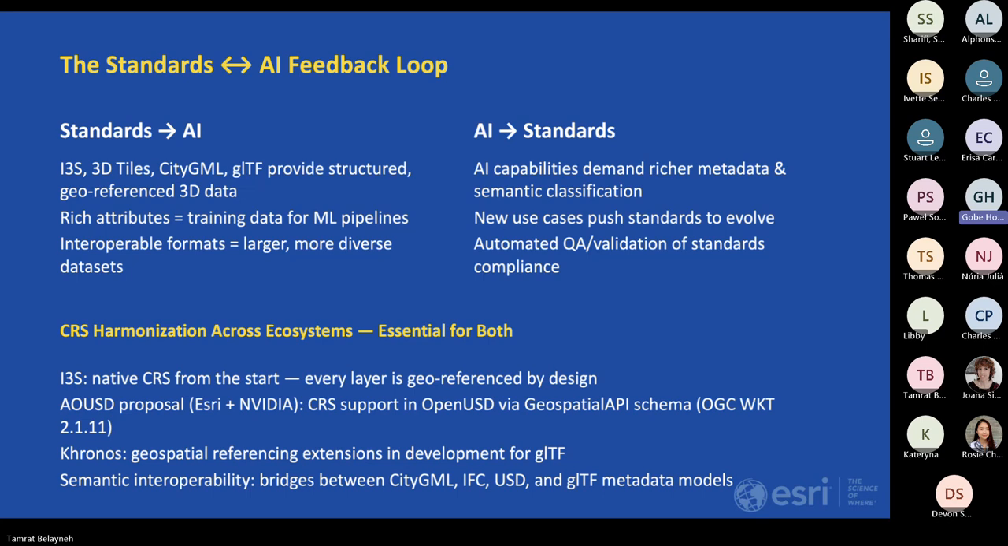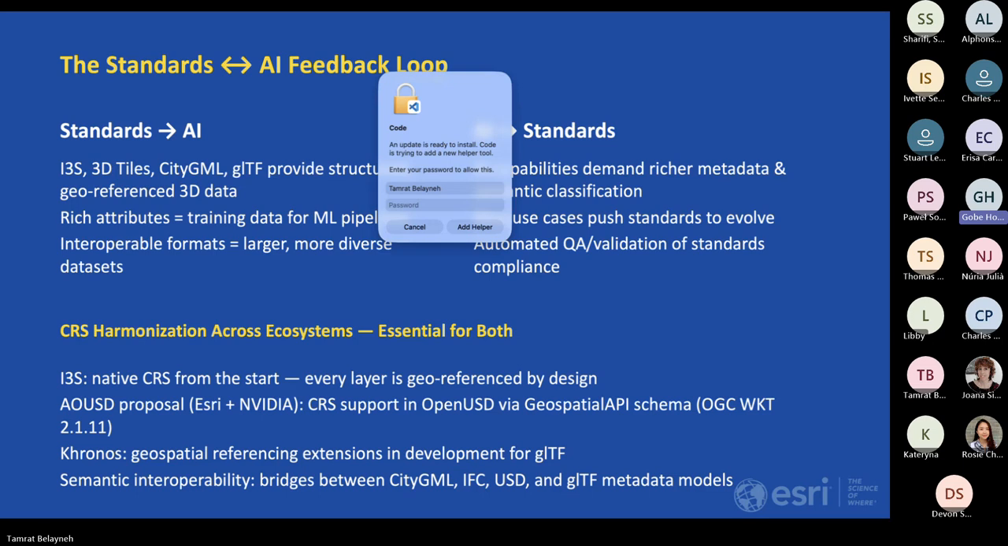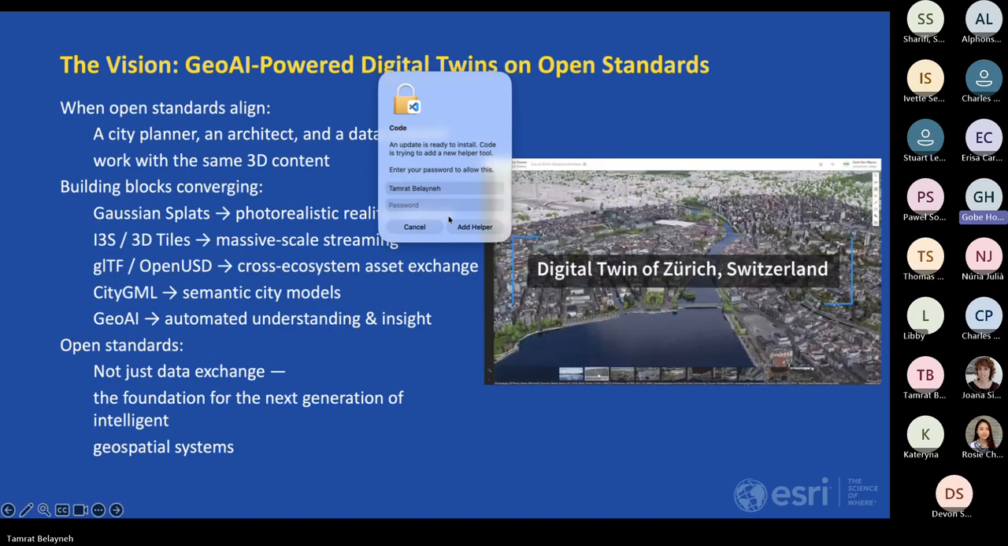So there's a loop back, right? There's the standards development and the AI feedback loop, as I call it. We're good at developing the standards that work with geospatial data, 3D Tiles, CityGML, evolved over time.